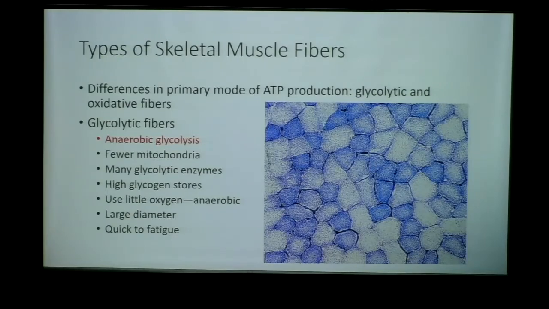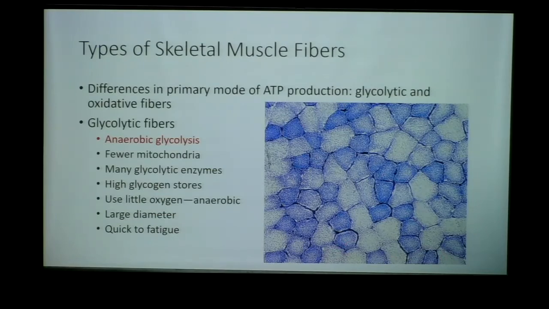What happens in the mitochondria? Or what process takes place in the mitochondria? ATP is made via what mechanism? Oxidative phosphorylation, right? We're not using oxidative phosphorylation as our main source of energy here. So we don't have a lot of mitochondria, right?